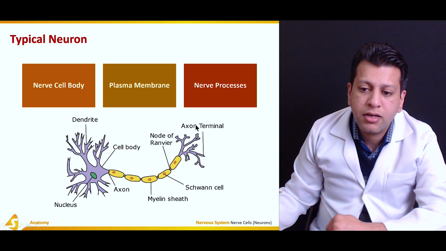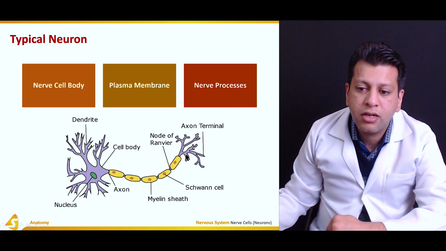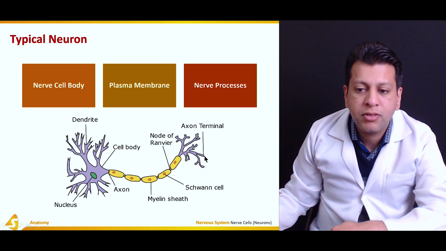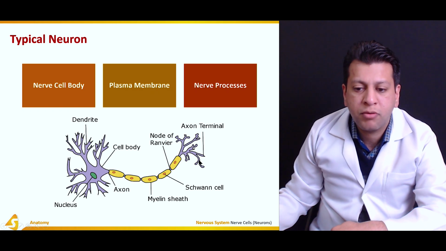Now, this is the area where the axon terminals are present, which would divide into multiple areas so that they can synapse with different effector organs at different points.